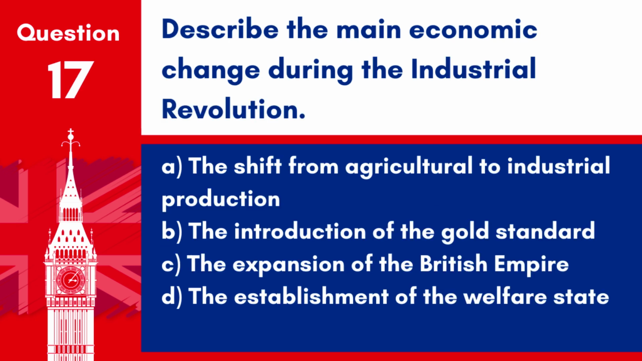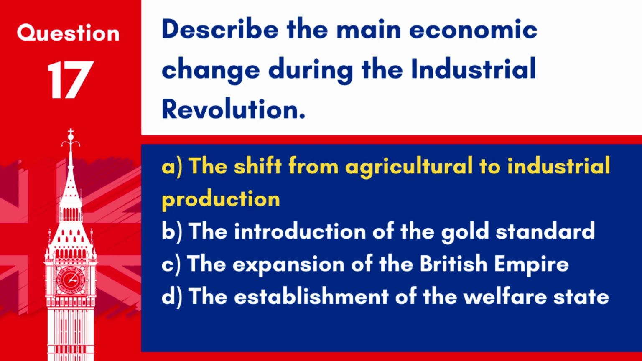Question 17. Describe the main economic change during the Industrial Revolution. A. The shift from agricultural to industrial production. B. The introduction of the gold standard. C. The expansion of the British Empire. D. The establishment of the welfare state.